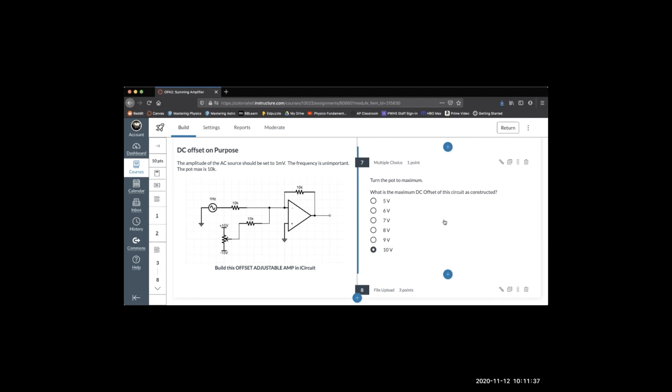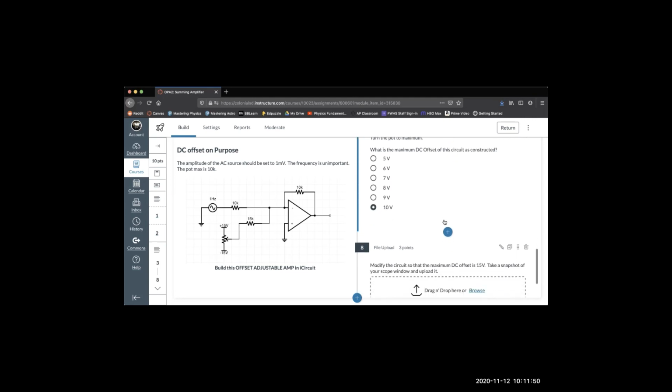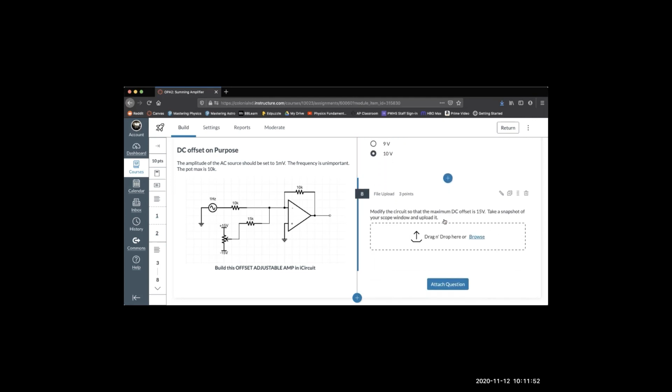Turn the pot to maximum. And that'll tell us the maximum DC offset we can get. We can get 10 volts out of this thing. And that's pretty cool. And modify the circuit so that the maximum DC offset is 15 volts.